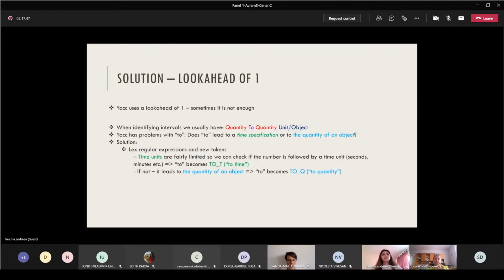The problem with YACC is that it uses a lookahead of one. There were some issues because a lookahead of one means that it only looks at one token ahead to see if it can go one route or another. And here, for example, when we had a quantity interval, we were unable at first to see if the quantity is related to time or something else. So I had to go back to Lex and use regular expressions to see if it's actually time related or quantity.